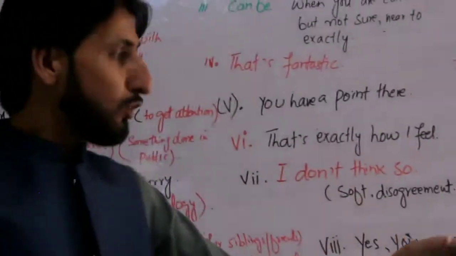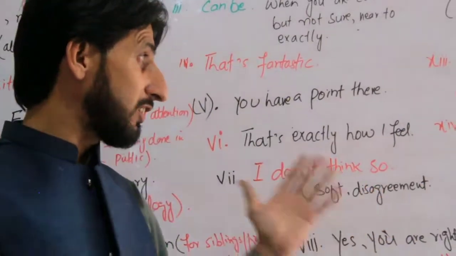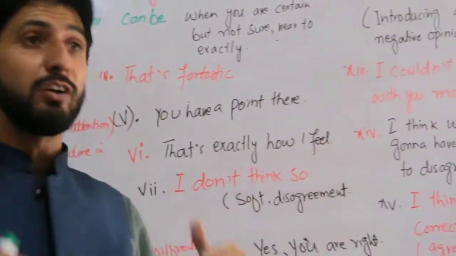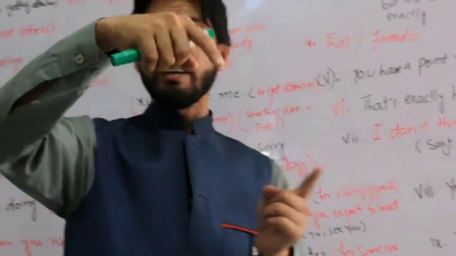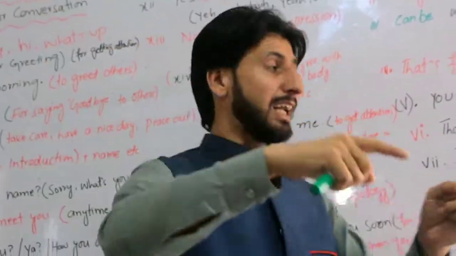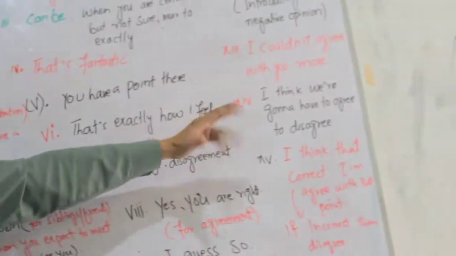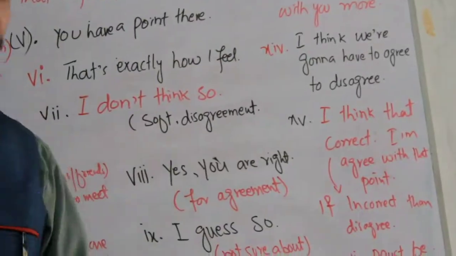So for ending, for summing up a conversation, they use this expression: "I think we are gonna have to agree to disagree." Gonna means going to. In formal writing, we write it as "going to," but in speaking, we say, "we are gonna have to agree to disagree."